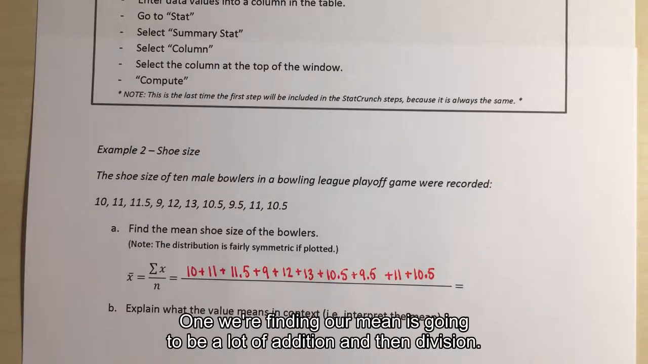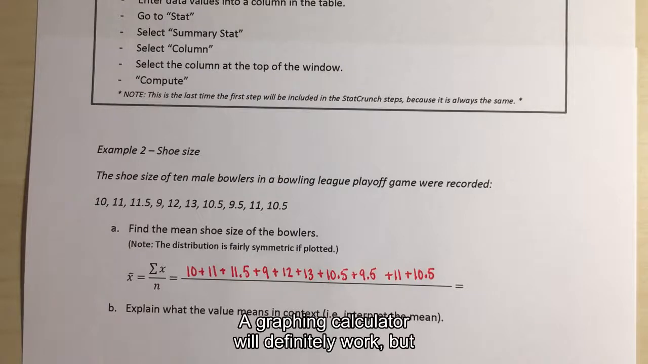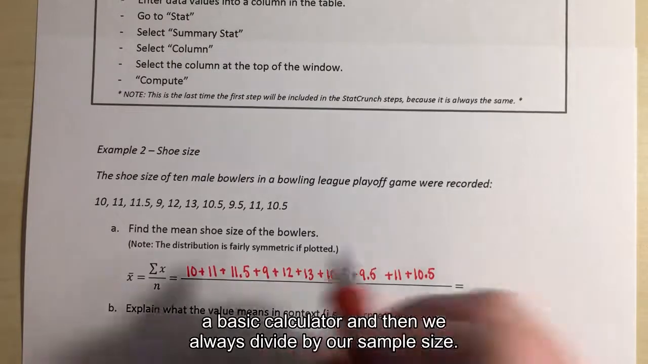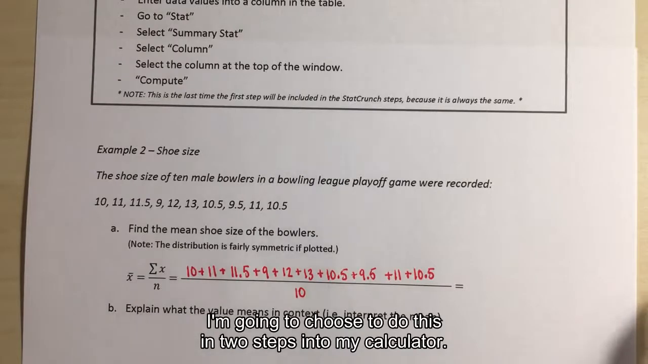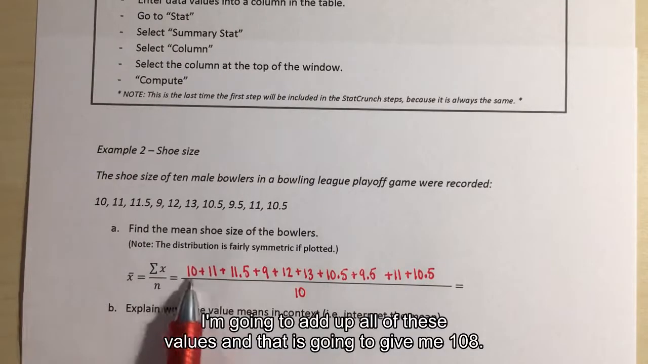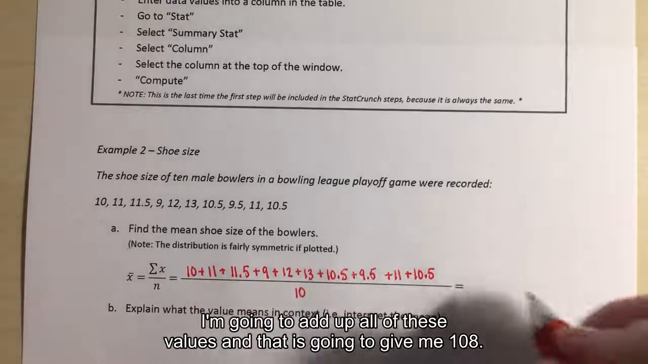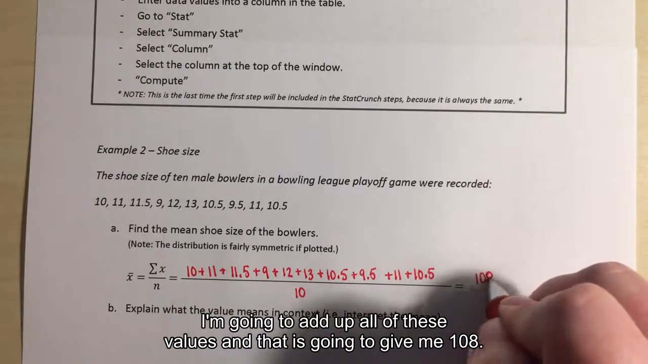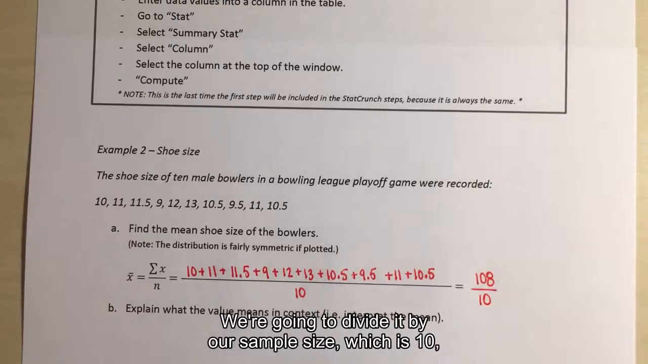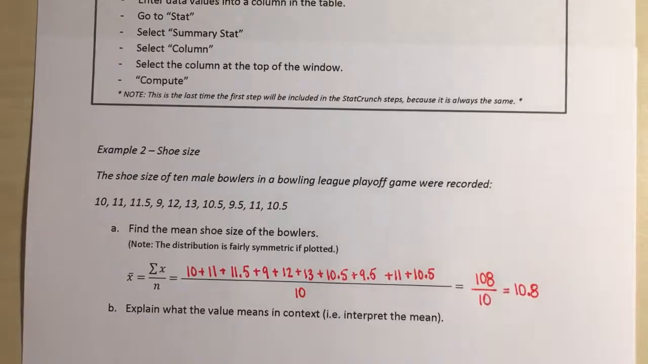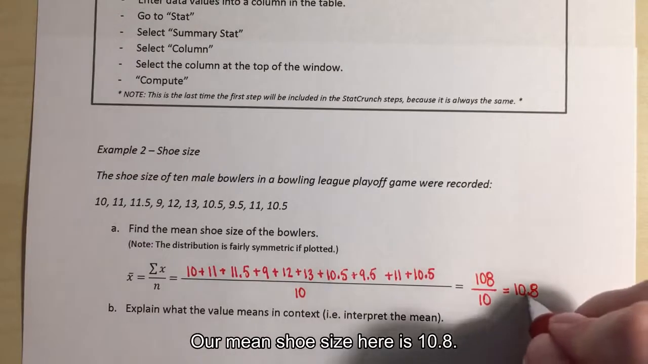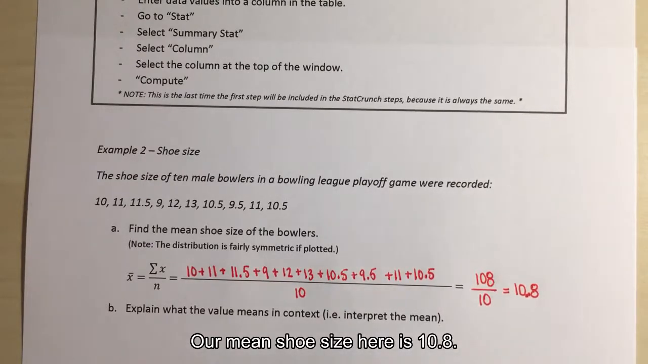When we're finding our mean, it's just going to be a lot of addition and then division. So a graphing calculator will definitely work, but it's not required. A scientific calculator, just a basic calculator. And then we always divide by our sample size. I'm going to choose to do this in 2 steps. Into my calculator, I'm going to add up all of these values, and that gives me 108. We're going to divide it by our sample size, which is 10, and our answer turns out to be a decimal of 10.8. So our mean shoe size here is 10.8.